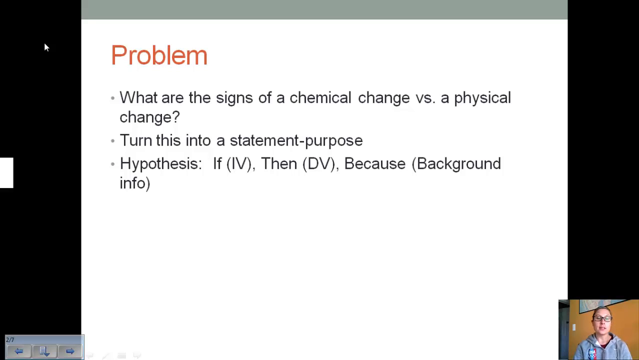And then for your hypothesis, think about what your independent variable is. What are you changing in this lab? And as a result of that, what are you observing because of the changes that you are making? And then what is your background information? So we're going to be conducting a lot of tests. We're going to see evidence of a chemical or physical change, and we can tell the difference between a chemical or physical change based on the signs of a chemical and physical change, and that's our background information. So try your hypothesis, and we can look over it together if you'd like.